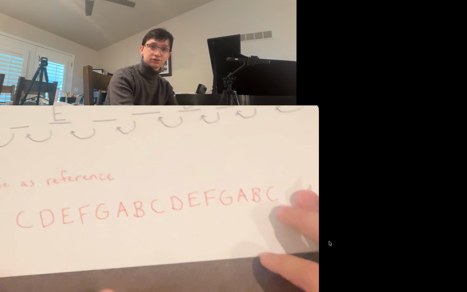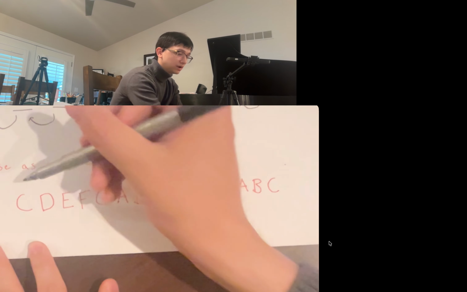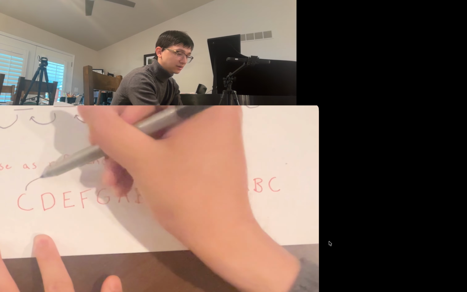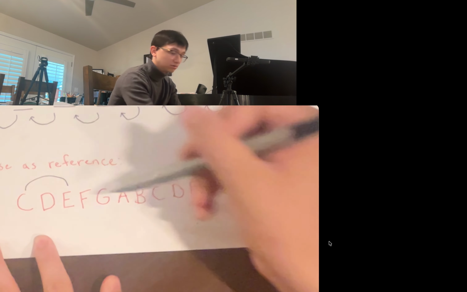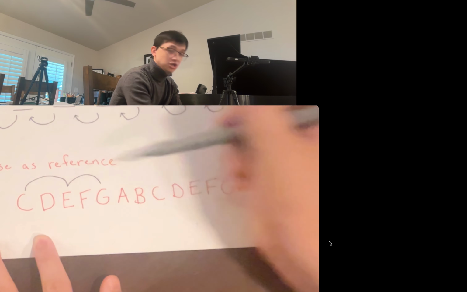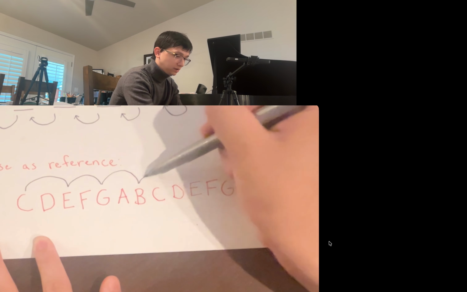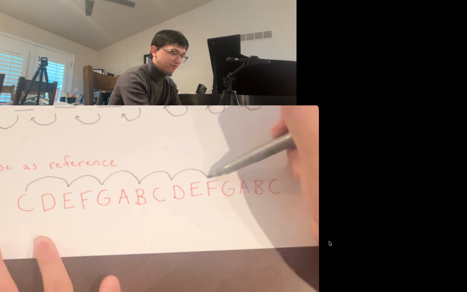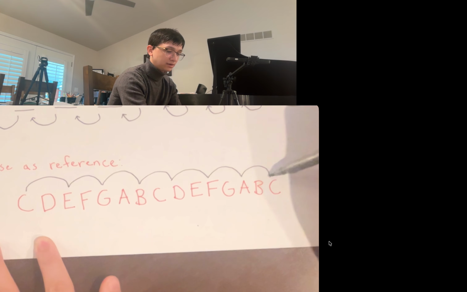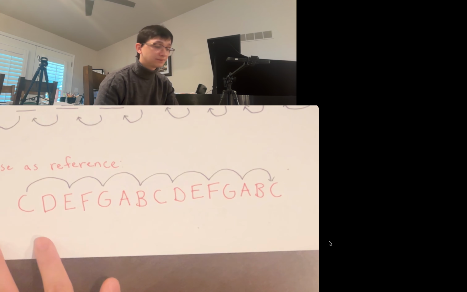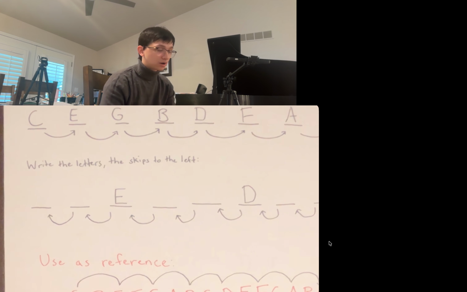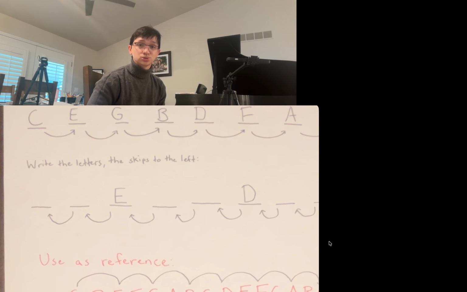Again, if I were to do that down here with the reference, all you'd have to do is start on C and then just skip a letter. So C to E, then E to G, then G to B, then B to D, then to F, then to A, and then we end up landing on C at the end. Now at the bottom, it says write the letters and then skips to the left.